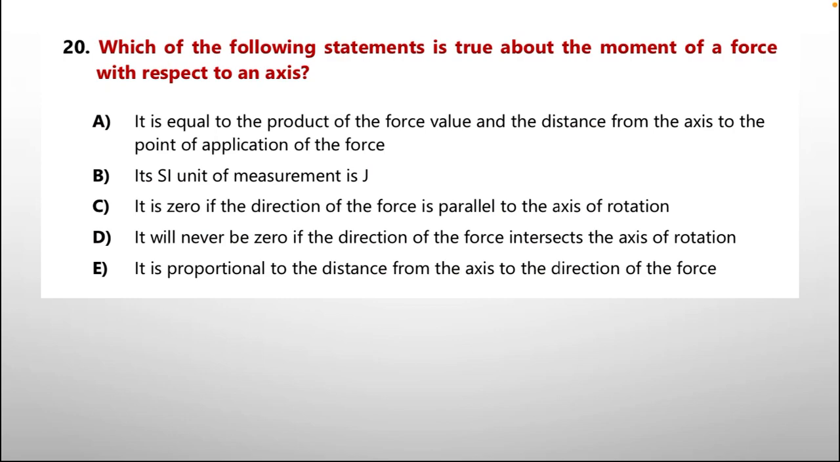Next is the last question of our video, and that is, which of the following statements is true about the moment of a force with respect to an axis? Options are given below. A, it is equal to the product of the force value and the distance from the axis to the point of application of the force. B, its SI unit of measurement is J. C, it is 0 if the direction of the force is parallel to the axis of rotation. D, it will never be 0 if the direction of the force intersects the axis of rotation. E, it is proportional to the distance from the axis to the direction of the force.